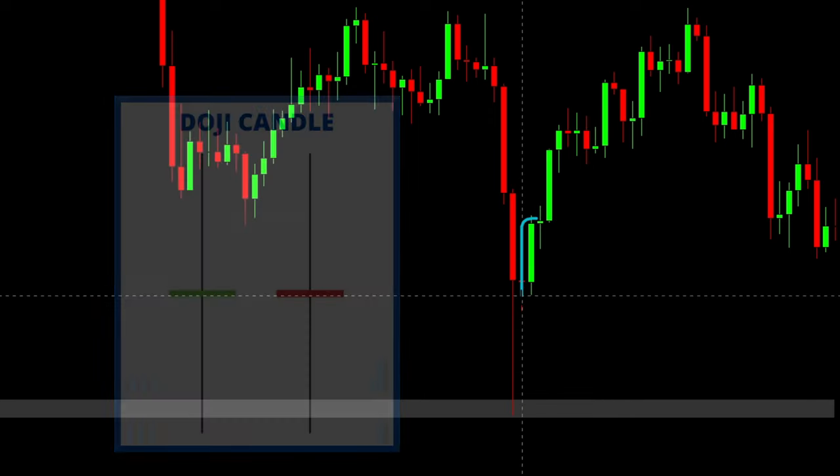Yes, the bears managed to push the price down, but there is no real conviction in this move. You can also see that by looking at the wicks. These are called spinning top candles, and this right here is exactly what we want to see for the rising three methods.